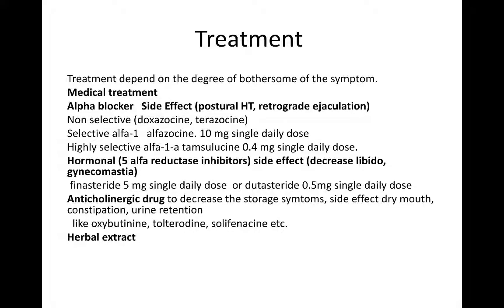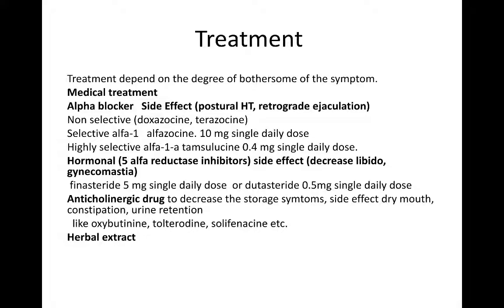As an example of this drug, we have two isoforms of 5-alpha reductase, 1 and 2. Finasteride inhibits only isoform 2, while dutasteride inhibits both isoforms of the 5-alpha reductase. So either we use finasteride 5 mg single daily dose or dutasteride 0.5 mg single daily dose.